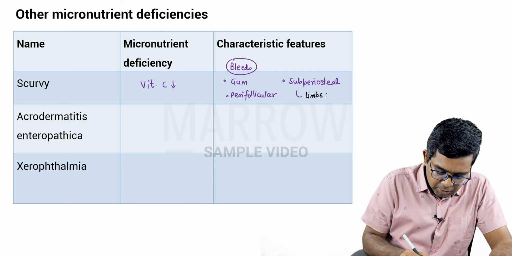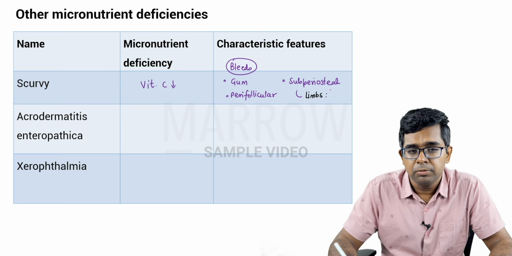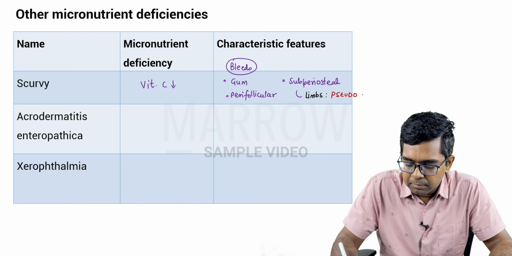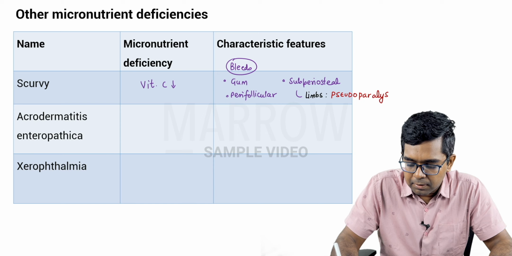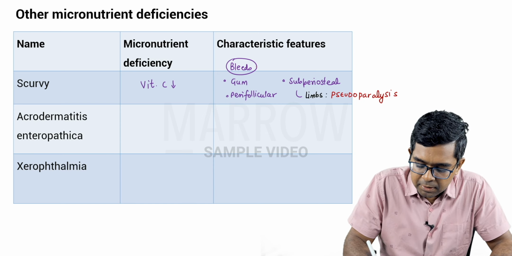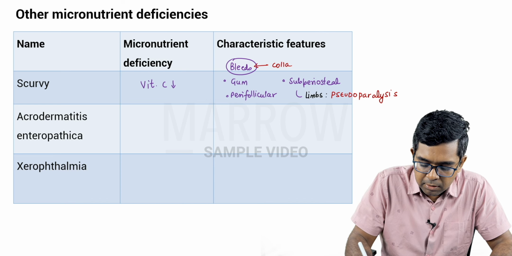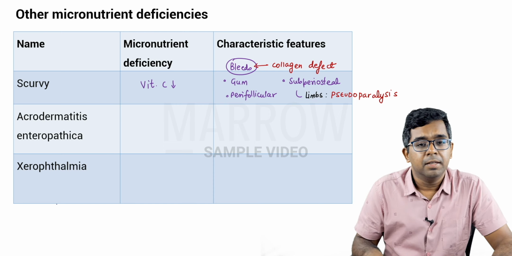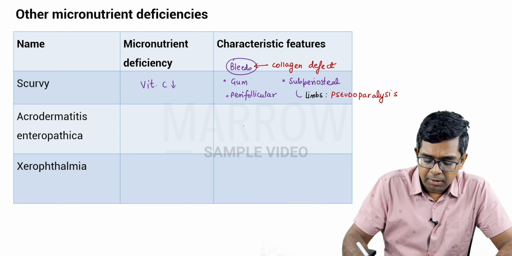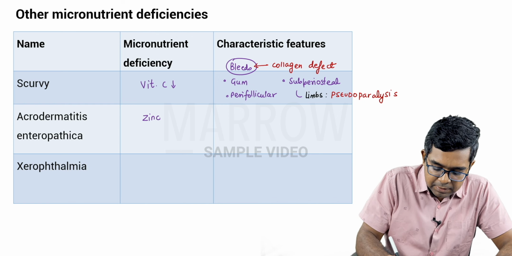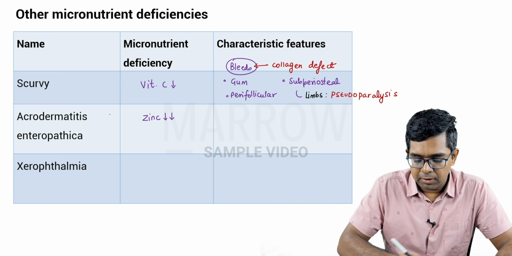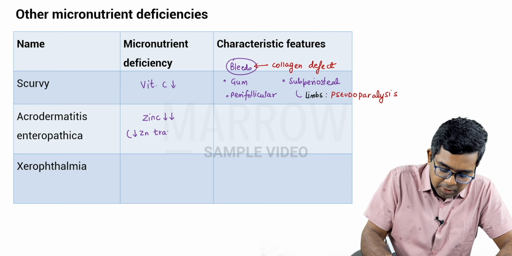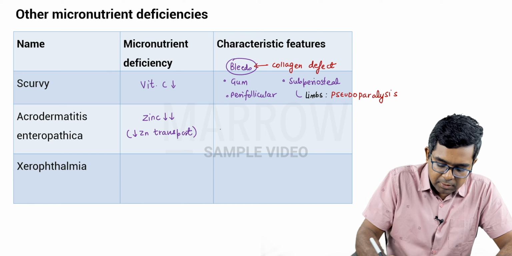So you will see that the child will not even be moving the limbs, but it is not a true paralysis. What do you call this? Pseudo paralysis. Okay, right. And the basic reason for this bleed is because of collagen defect in case of scurvy. Then the next one is acrodermatitis enteropathica, which is due to a severe form of zinc deficiency. Actually, what happens is that there is a decreased zinc transport across the intestine.